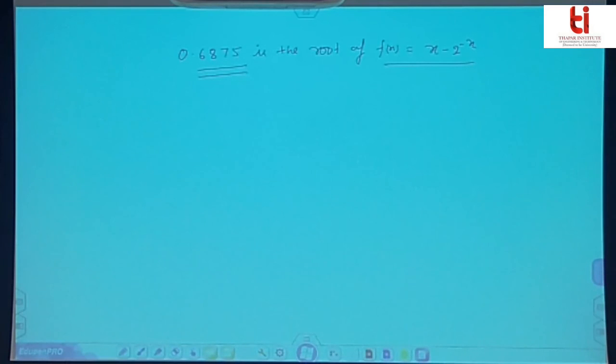So in the next class we will discuss the number of iterations required to get the desired accuracy of 10 to the power minus n, and we will discuss the convergence criteria of the bisection method.